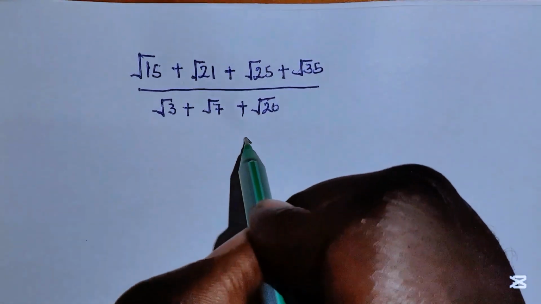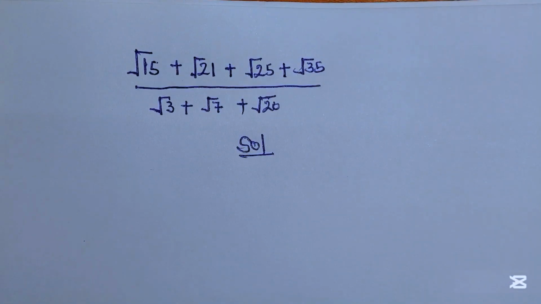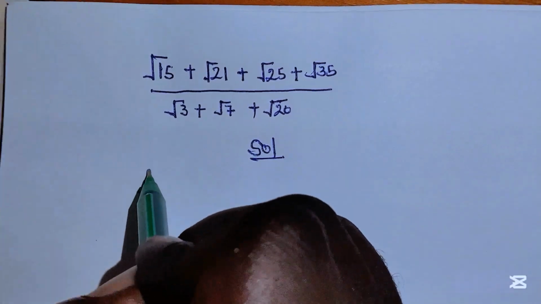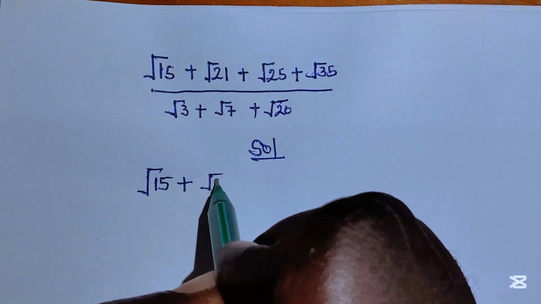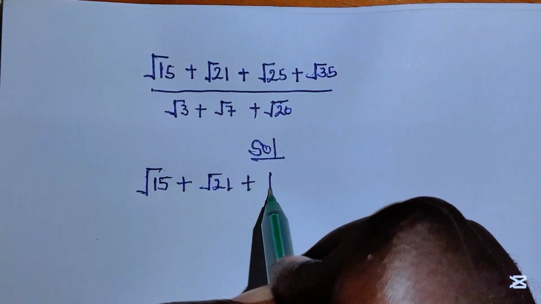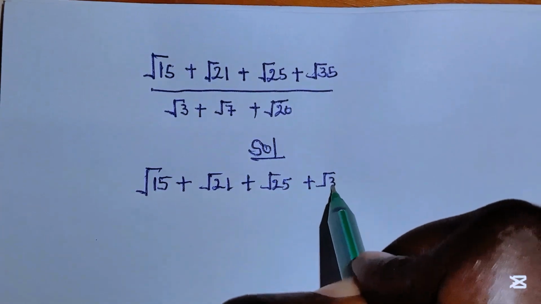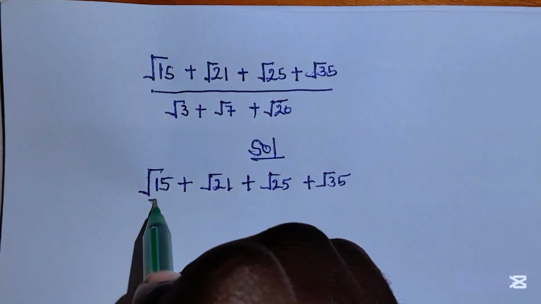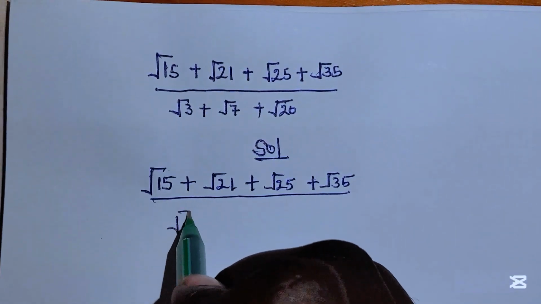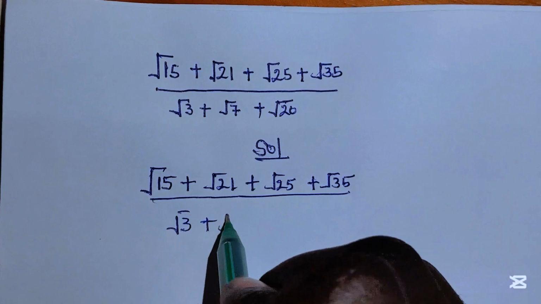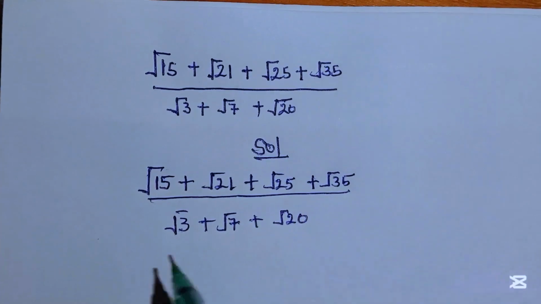Let's provide a solution to this question provided. Copy: square root of 15 plus square root of 21 plus square root of 25 plus square root of 35, over square root of 3 plus square root of 7 plus square root of 20.